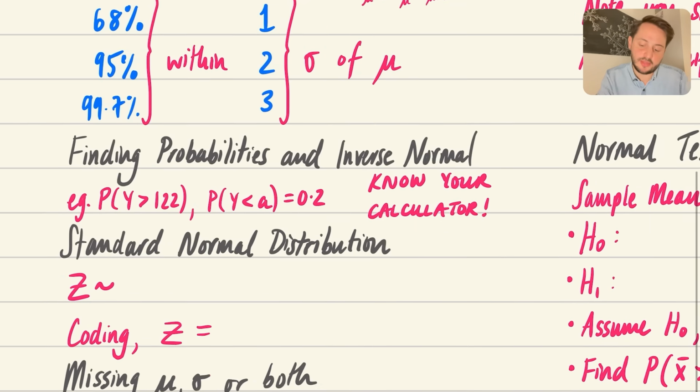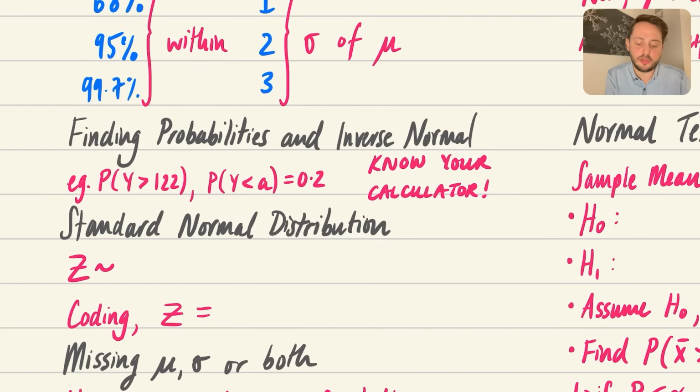Finding probabilities and the inverse normal, this is like how you would find this kind of thing or find A in this kind of situation. You just need to know how to use your calculator to be able to do this.